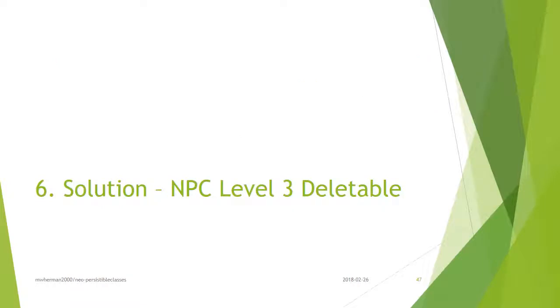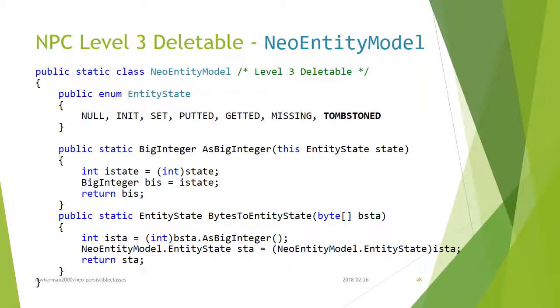Okay, deletable. As I mentioned when we were looking at the storage class, the Neo storage class, I had kind of overlooked that there was a delete method and had this strange craving to implement tombstoning. So this is going to show you the bury method and how tombstoning is implemented at level 3.